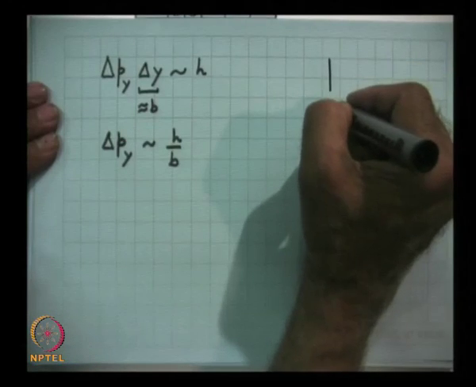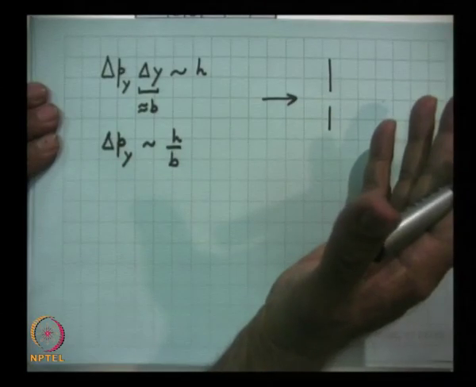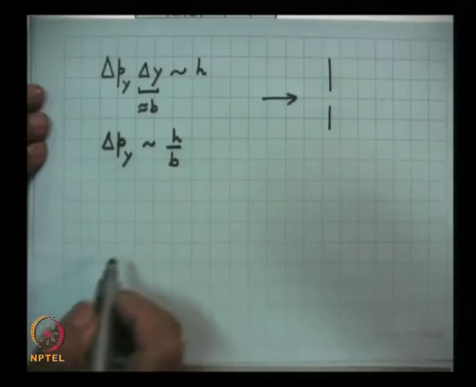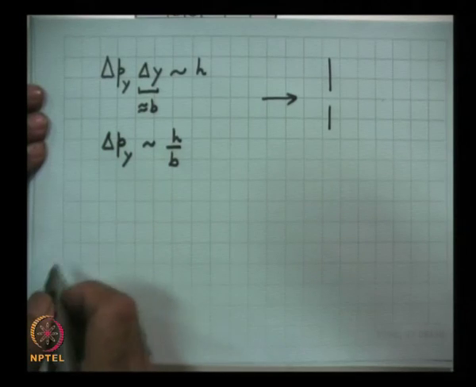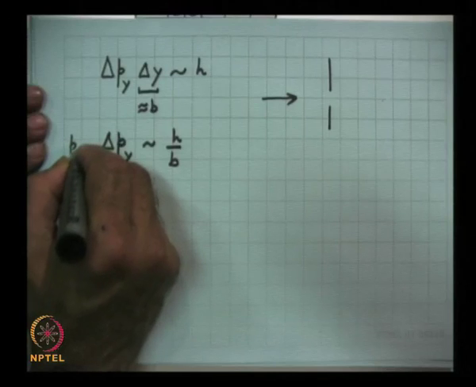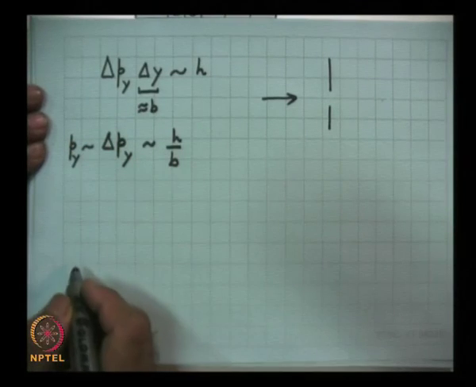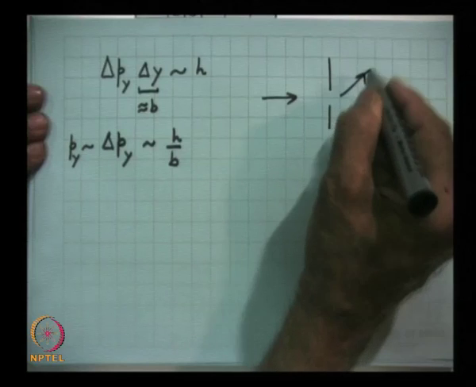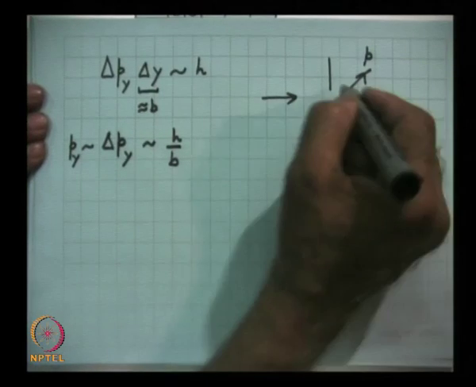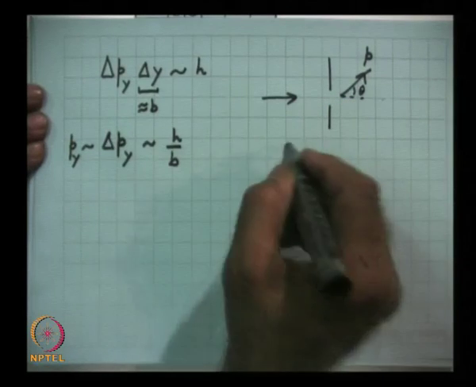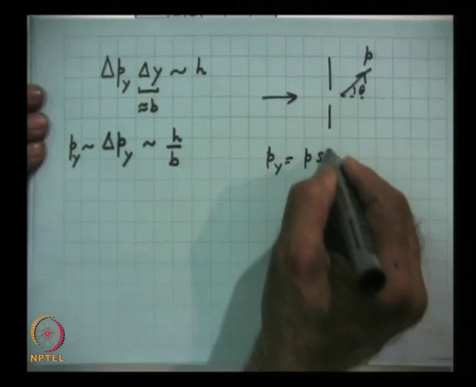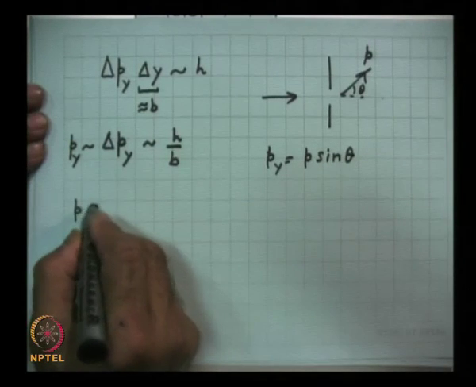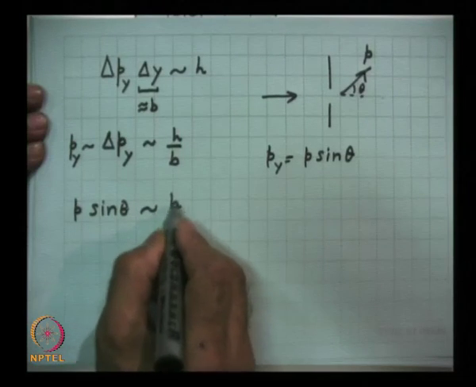Now, before it entered the slit, the electron was coming in this direction. So, the y component of the momentum was 0. And so, this slit imparts a momentum in the y direction. Since the average momentum in the y direction was 0, P y is of the order of delta P y, so this is of the order of h by b from the uncertainty relation. So, what is P y? If this is the particle's momentum and if this is the angle of diffraction, P y will be equal to p sin theta. So, p sin theta will be of the order of h by b.